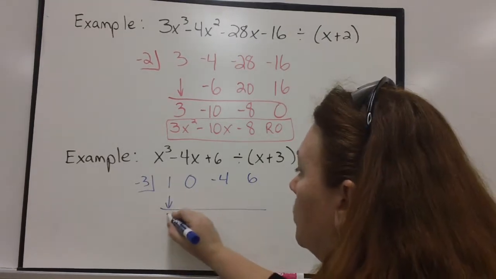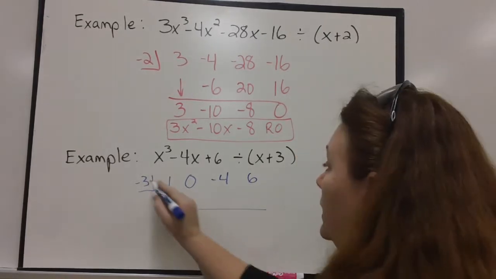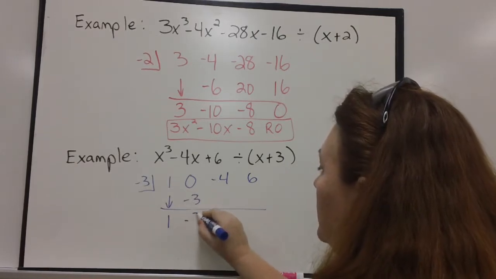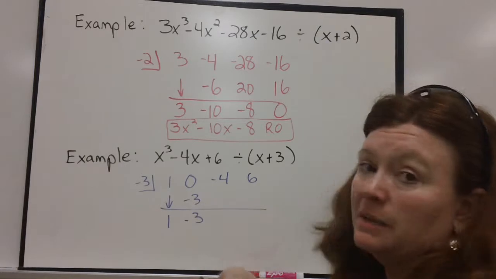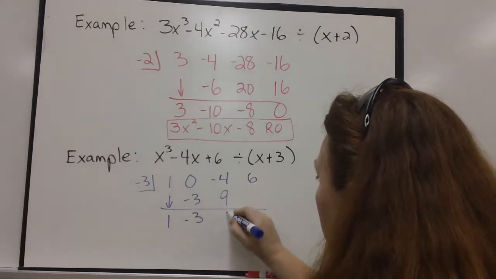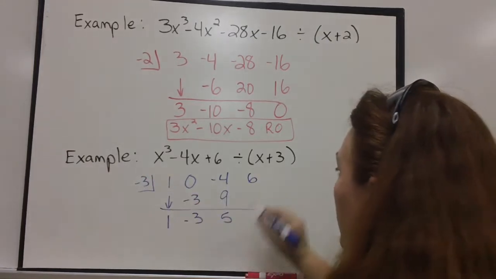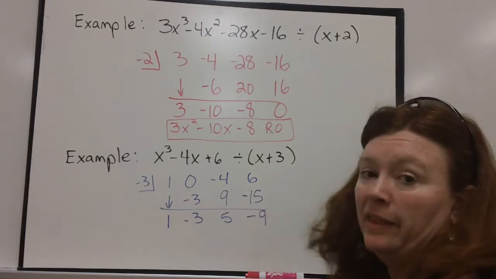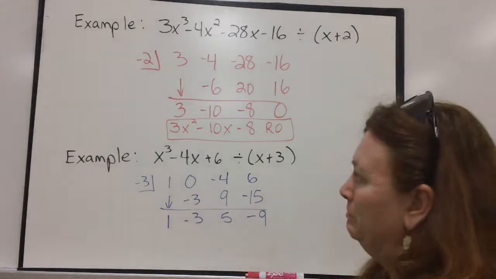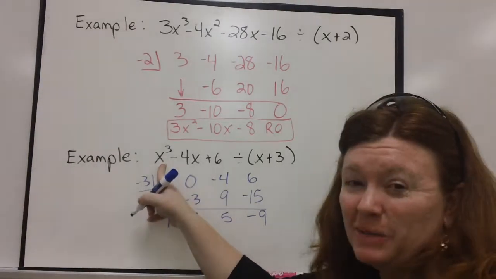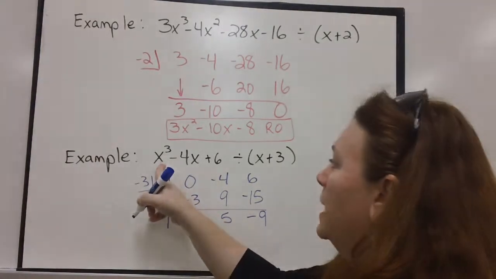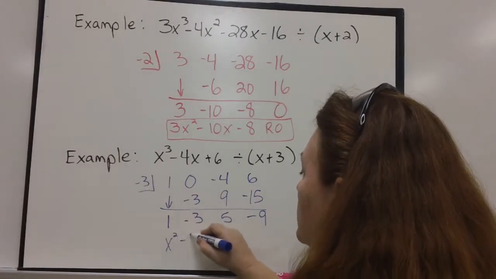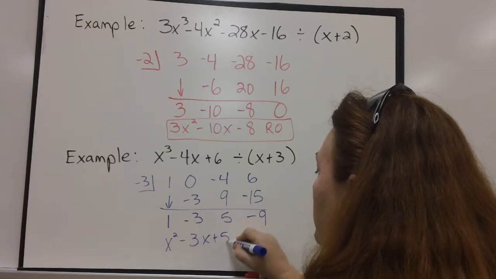Bring down the 1 and let's go. Negative 3 times 1 is negative 3. And add. Negative 3 times negative 3 is 9. And add. Negative 3 times 5 is negative 15. And add. And there we go. What does that mean? I started again with an x cubed, so that means my answer is an x squared. So that's a 1x squared minus 3x plus 5.